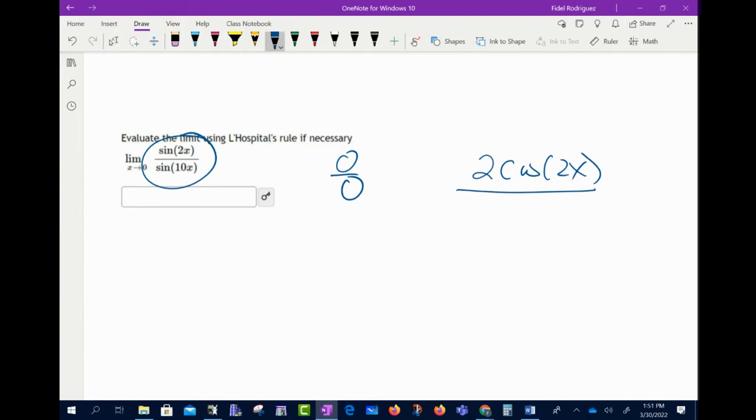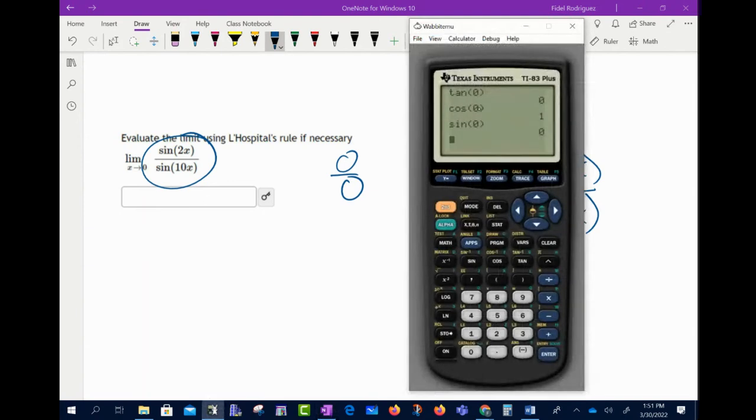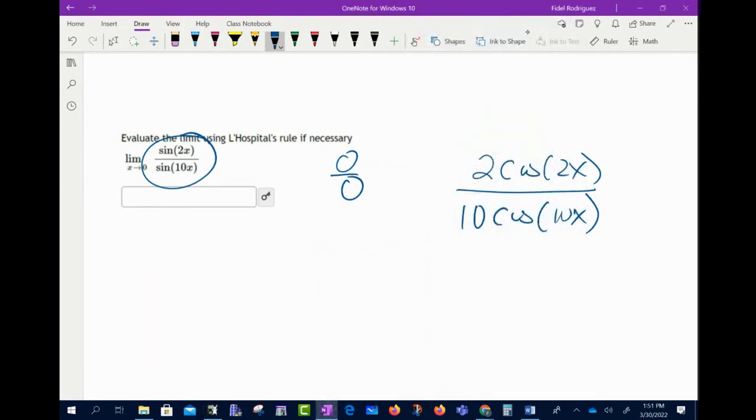What's the derivative of sine of 10x? 10 cosine of 10x. Very good. Okay, so look, y'all, if I use my calculator, remember, we've already figured out that the cosine of 0 is equal to 1, right? So this is going to be 2 times 1 over 10 times 1, which is 2/10, and that reduces to what? 1 over 5.